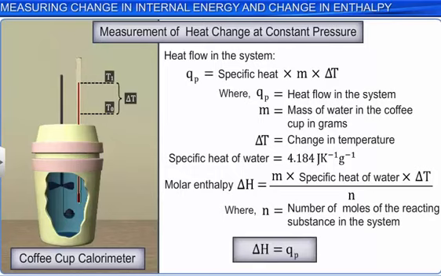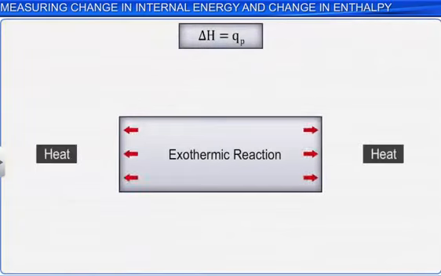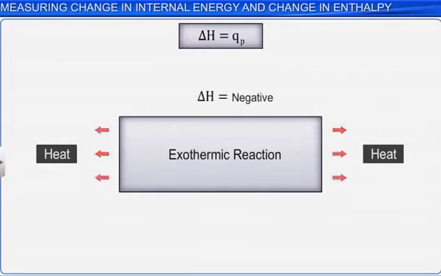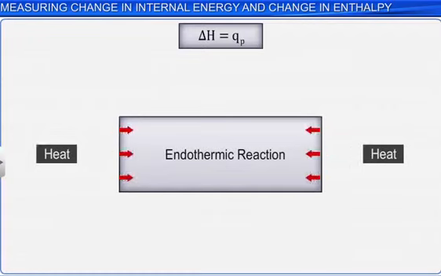In an exothermic reaction, heat is evolved and the system loses heat to the surroundings. Therefore, Qp as well as enthalpy change delta H is negative. Similarly, for an endothermic reaction, heat is absorbed by the system from the surroundings and therefore Qp as well as the enthalpy change delta H will be positive.